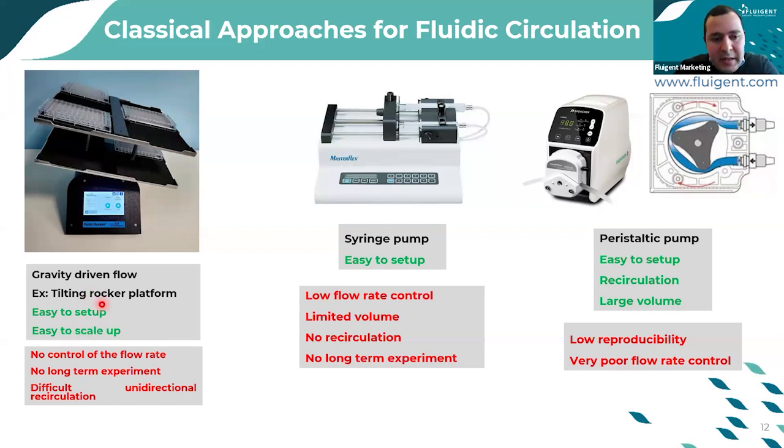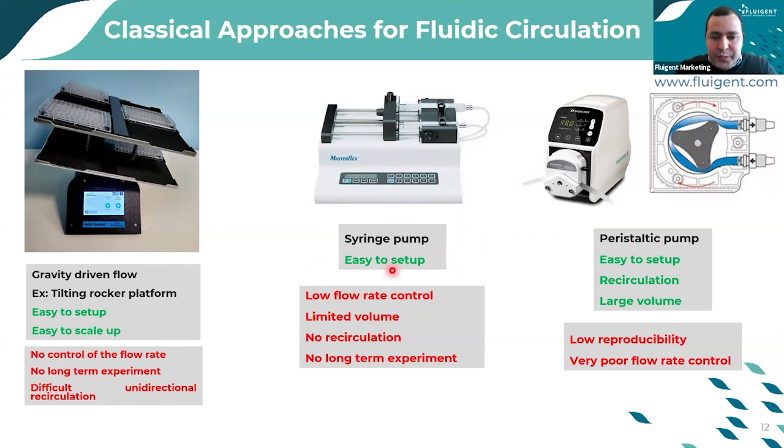You can do an easy scale up, but it lacks a lot of control in terms of flow rate, there are no long-term experiments, and it's difficult to do unidirectional recirculation, which is critical when you are doing recirculation in organ on chip. The second type, which we can see in the labs, is the syringe pump, which is an easy setup, but also has low flow rate control because of the mechanical force that we are exercising on the syringe. In this case, you will have a lot of oscillations and noise in your flow rate, which can induce some errors in your experiments afterwards.